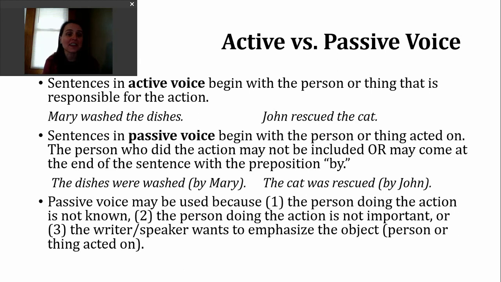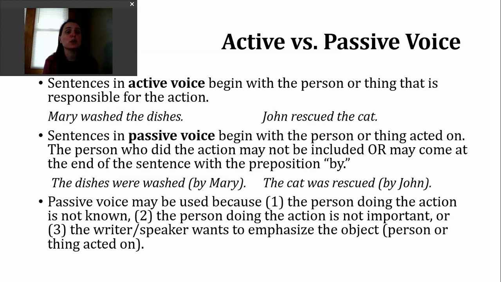Right? So we always refer to that as our subject. That can be a person, could be a thing, could be multiple people. So here are 2 examples of sentences in active voice. Mary washed the dishes. John rescued the cat.